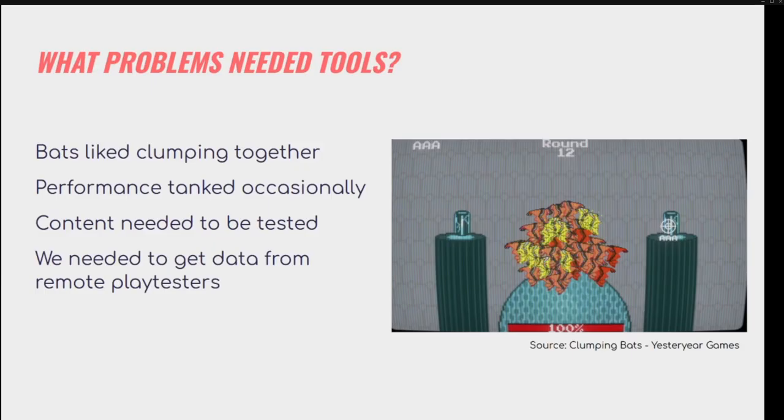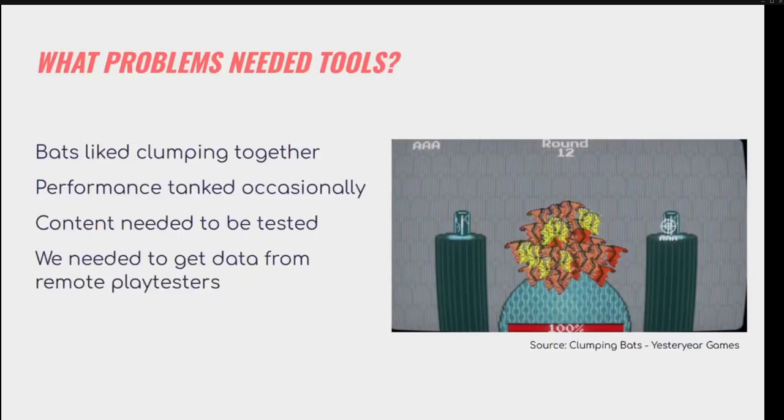Performance occasionally tanked, especially as we were developing the cooperative mode, and we needed to see why. There was also a lot of content that needed testing. We had power-ups, power-downs, and different types of bats, and we needed to do QA, make sure things interact with each other in sensible ways, and be able to replicate the bugs we found.